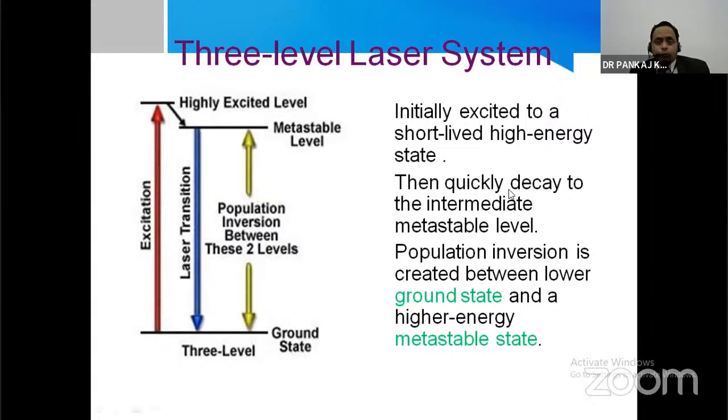So atoms are initially excited to a short-lived higher energy state, then quickly decay to the intermediate metastable state, and population inversion is created between the lower ground state and the higher energy metastable state.